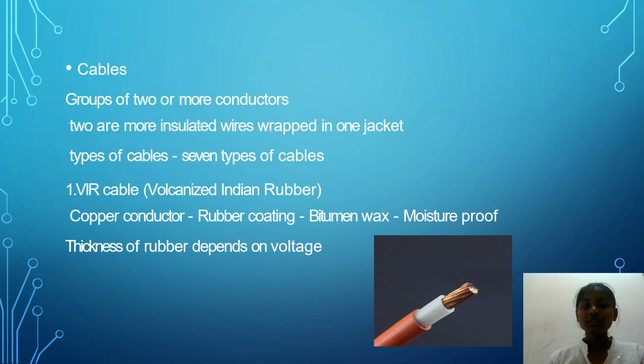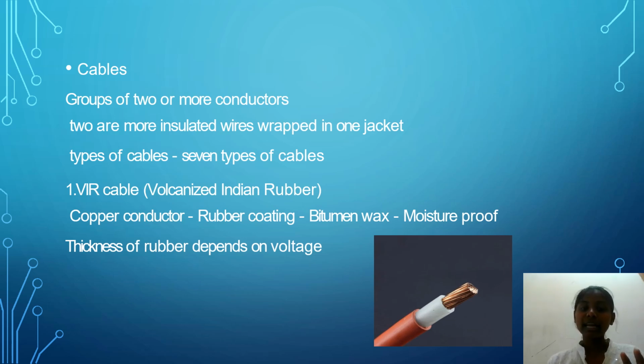cables. So what is a cable? We have seen that a wire contains only a single conductor. When it comes to a cable, it contains two or more conductors, right? A cable is a group of two or more conductors, meaning two or more insulated wires wrapped in one jacket. Insulated wires are nothing but wires around which we provide some insulation, that means rubber or metal or lead or some coating, right?